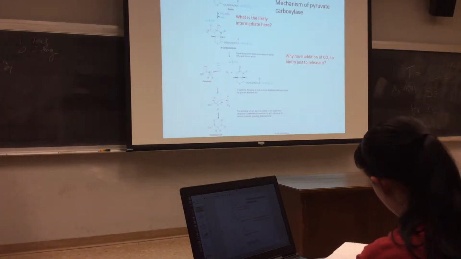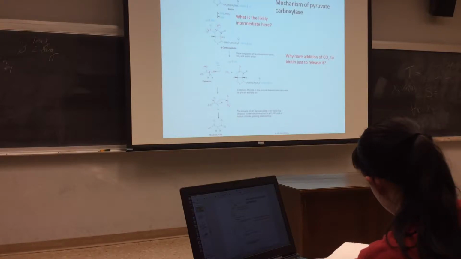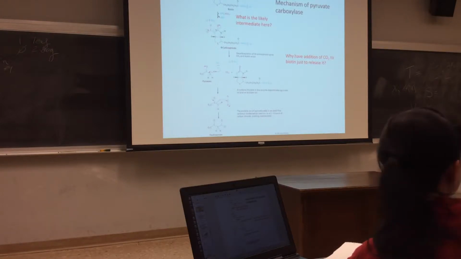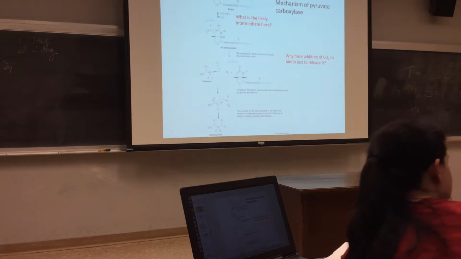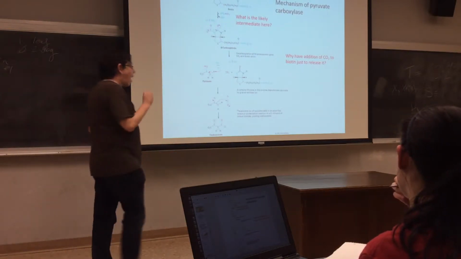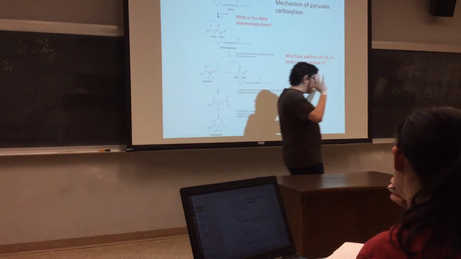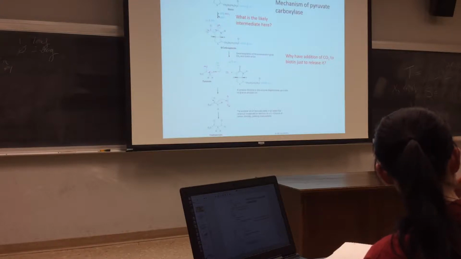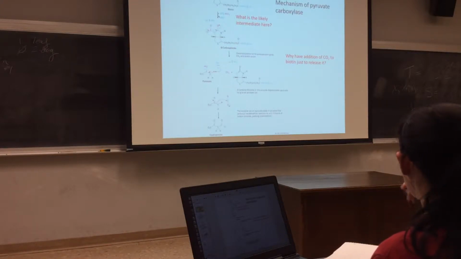What form of pyruvate are we going to add CO2 to? Okay, so the question is, here's our buddy pyruvate. What form do you draw pyruvate in that will most readily allow it to make a new carbon-carbon bond to CO2?